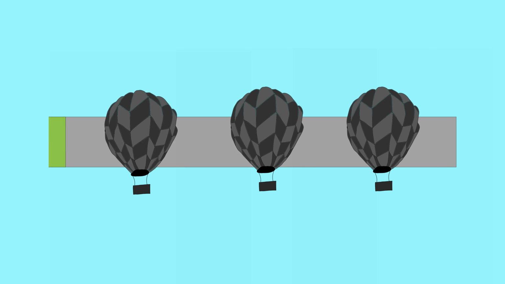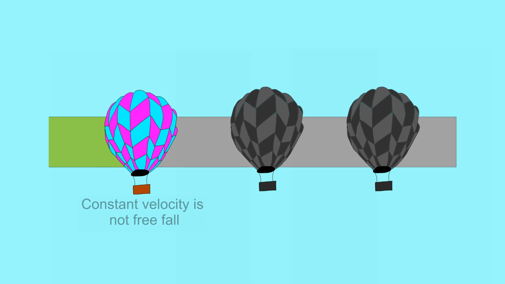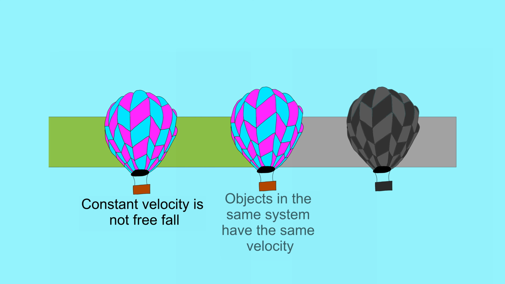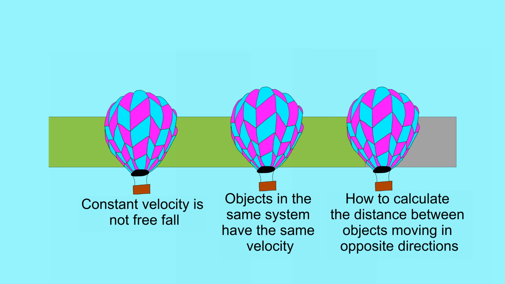In this video, we solved a vertical projectile motion question involving a hot air balloon. You learned that an object traveling at constant velocity is not a projectile and thus is not moving under freefall. You also learned that the velocity of object A equals that of object B if both objects are moving together. And lastly, you learned how to calculate the distance between two objects moving in the opposite direction to each other.